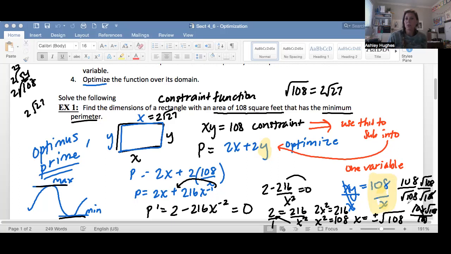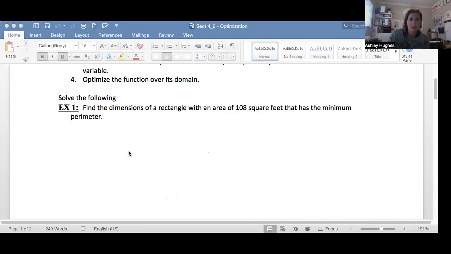So it's also the square root of 108. So essentially it is a square, which, if you're going to optimize a rectangle and it has 4 sides, it's always going to be a square. So that is that. Let's solve a different one.